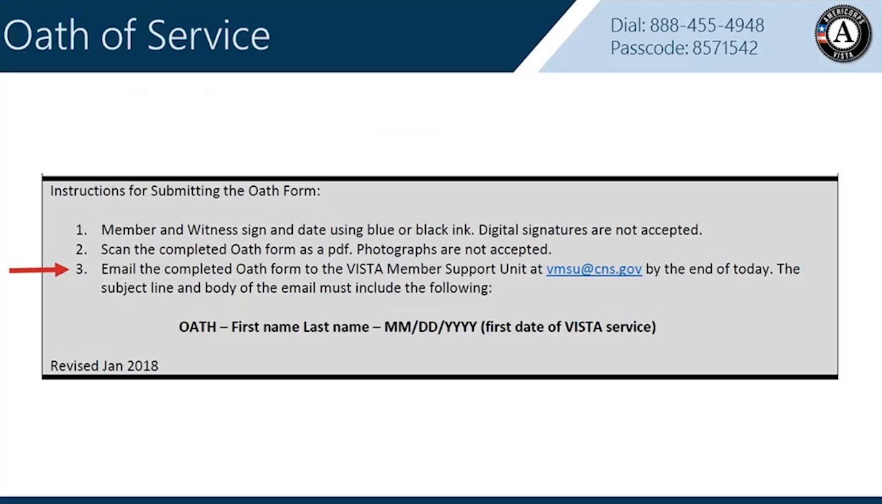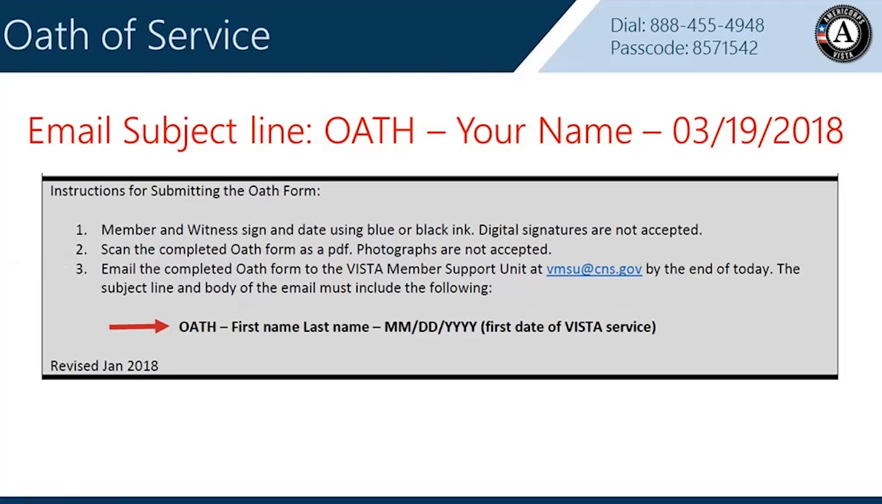As you can see on the screen, the email is vmsu@cns.gov. And as the instructions say, you'll make sure you have a specific subject line with oath, your first name and your last name, and then the first day of service, which is today, 3/19/2018. These instructions are very important because the Vista Member Support Unit gets lots of emails and information, and they need to make sure they can correlate the email with the oath form. Again, on the next screen, as you'll see, use the subject line oath, first name, last name, 3/19/2018, and hopefully you understood that, but Andy's going to do a recap for us.